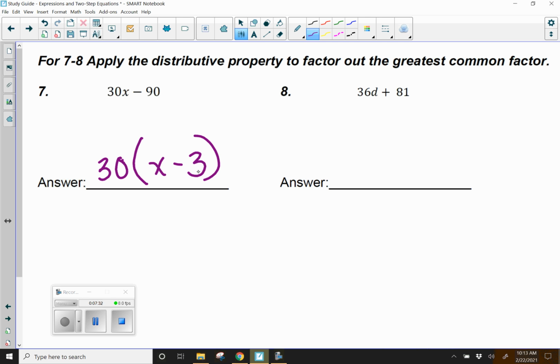For number 8, we're looking for our GCF for 36 and 81, which is 9. So that goes on the outside of our parentheses. 36D divided by 9 is 4D. And 81 divided by 9 is 9. So that would be your final answer there.